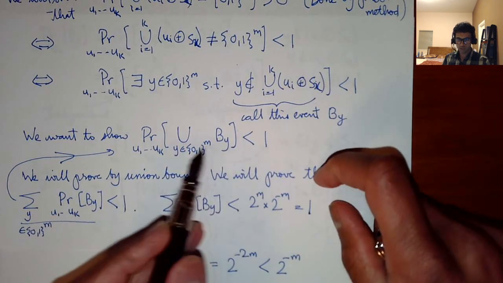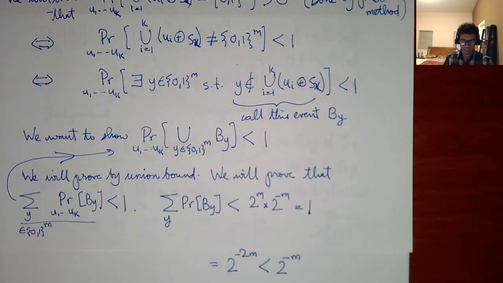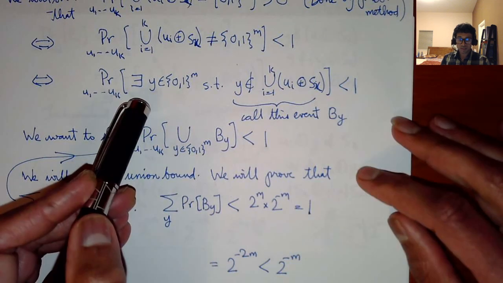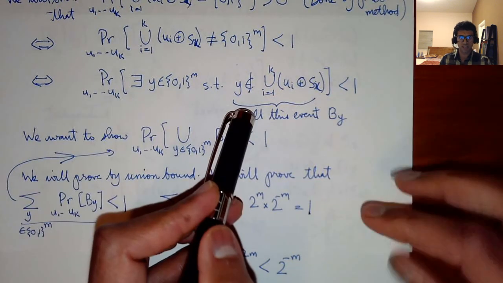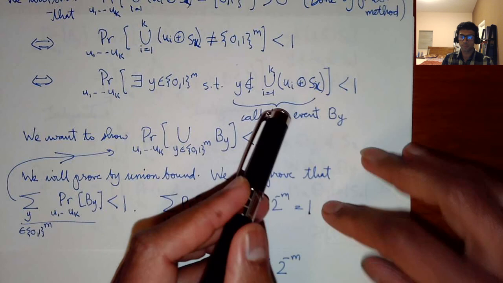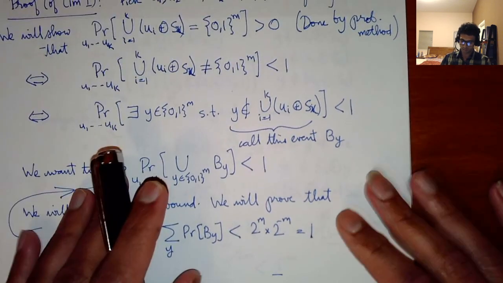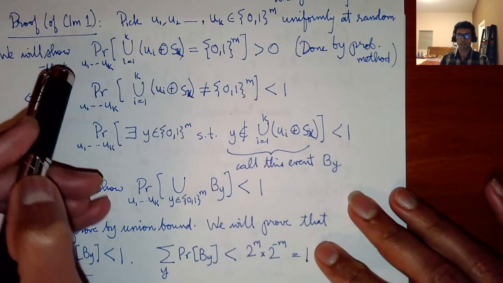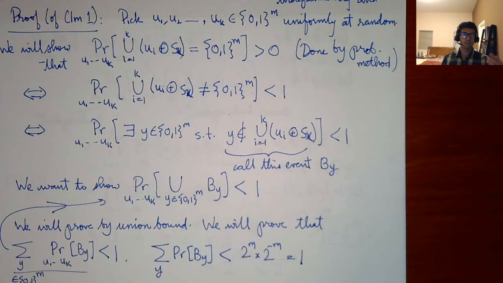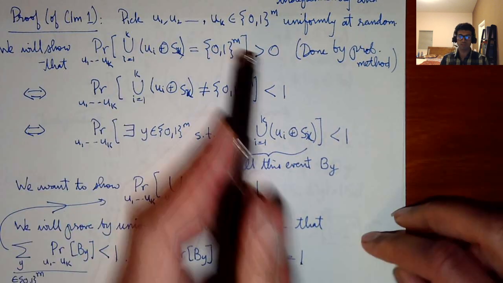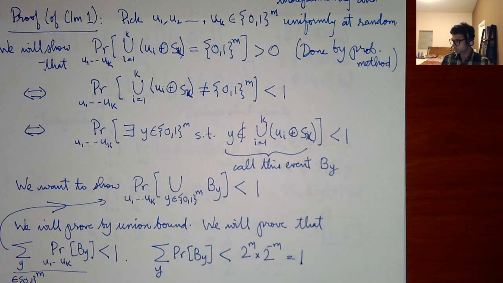But what was this event? This event was exactly that there exists a y such that y is not contained in the shifts. So the probability over all the u's of this event happening is strictly less than 1, which is just saying the probability that the union of the shifts is everything is strictly greater than 0, which means there exists a u_1 through u_k which satisfy this property.